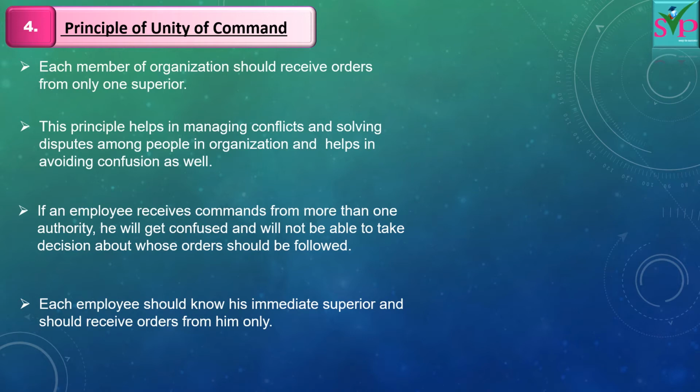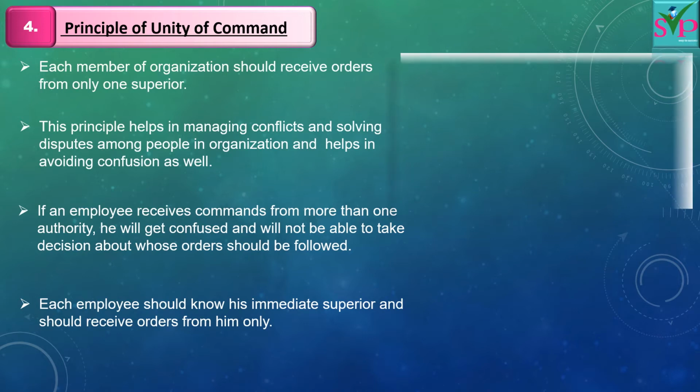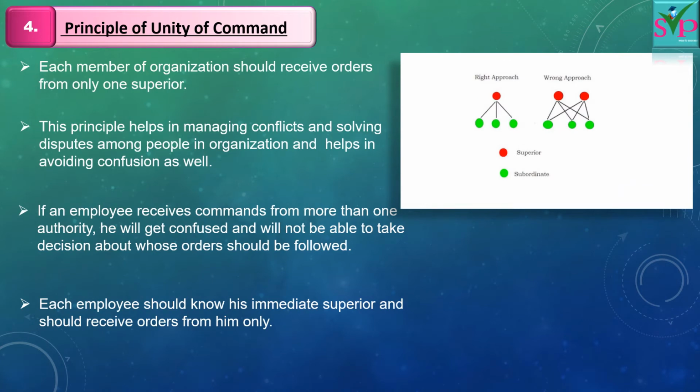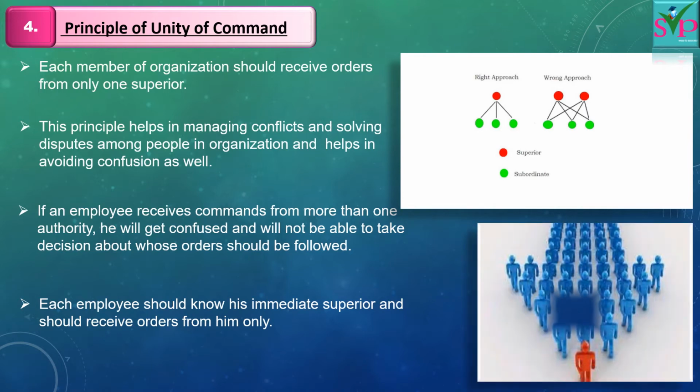Here, in an organization, the employees must receive orders from only one superior. If they get orders from more than one superior, then they may get confused about whom to follow. Now see in this picture, the right approach: one superior commanding his subordinate. And the wrong approach: two superiors are there and they are commanding their subordinate, which makes them confused about whom to follow. So see this picture here, there is only one superior and a number of subordinates who are following him. So there must be unity of command.